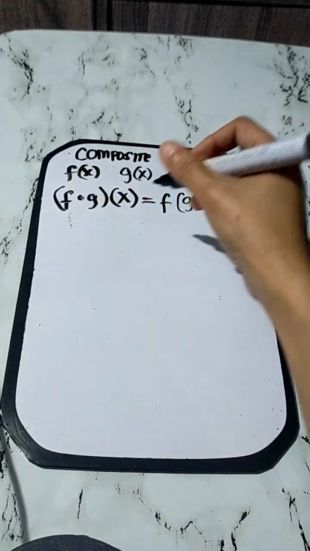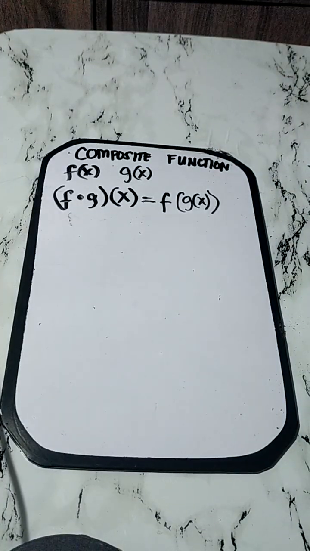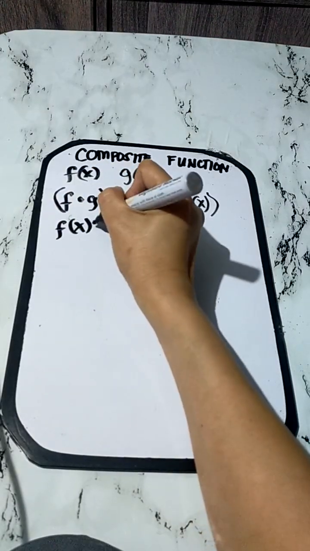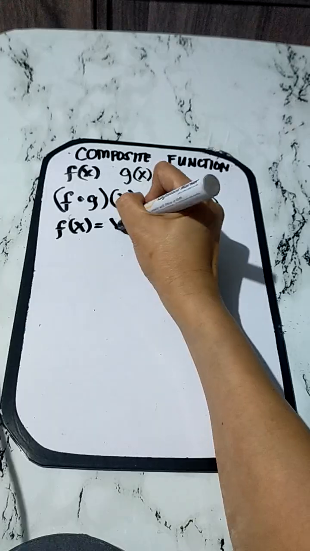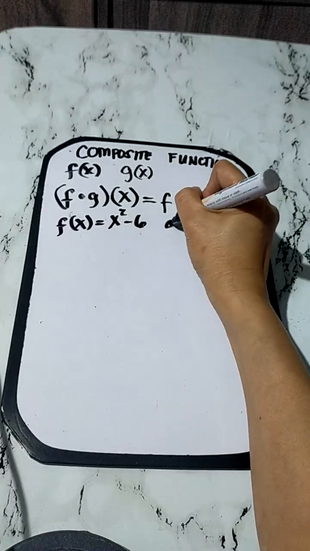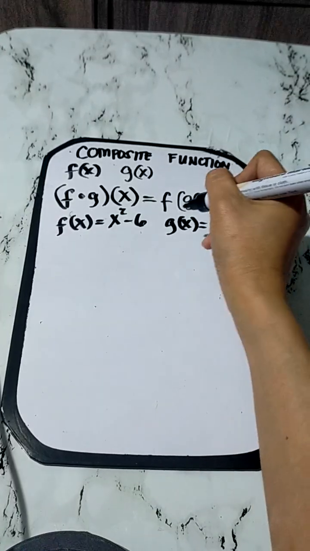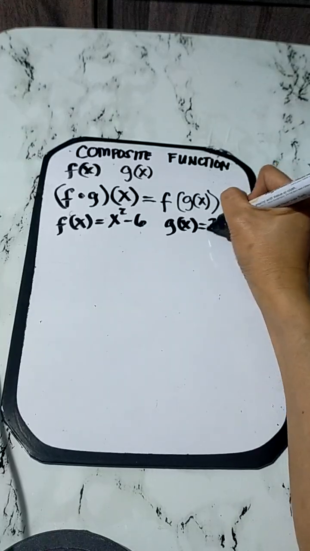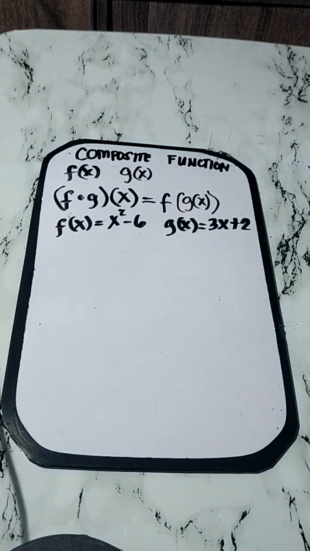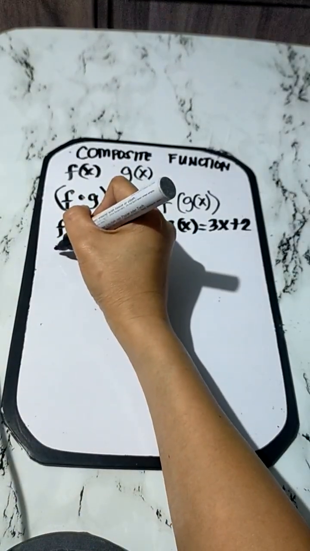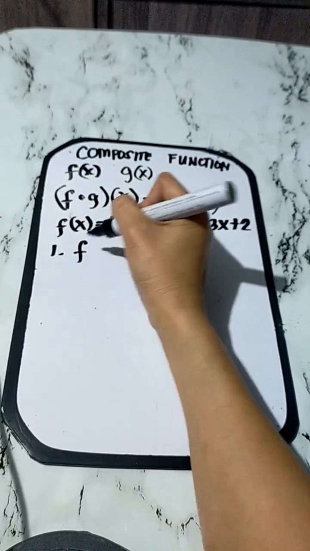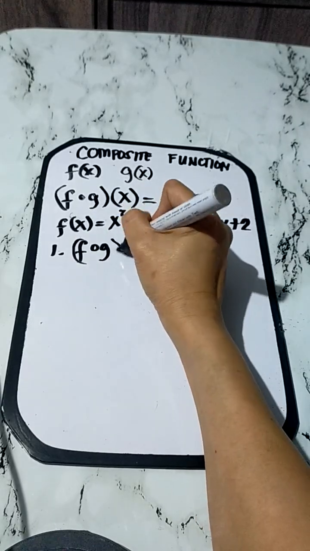For example, given f of x equals x squared minus 6, and another function g of x equals 3x plus 2. Those are our two functions. We need to find, first, f composed of g of x.